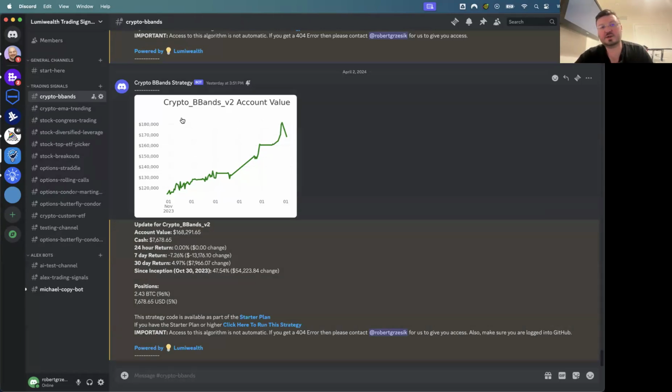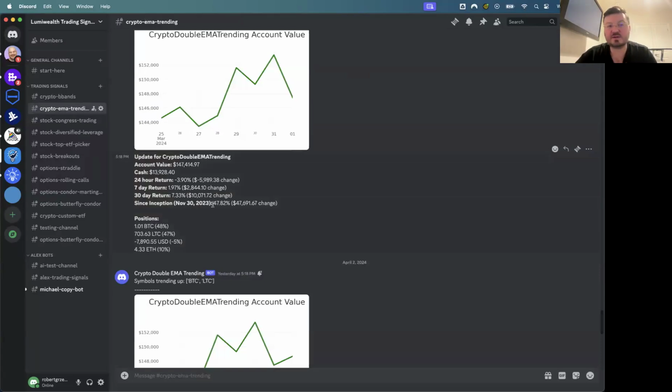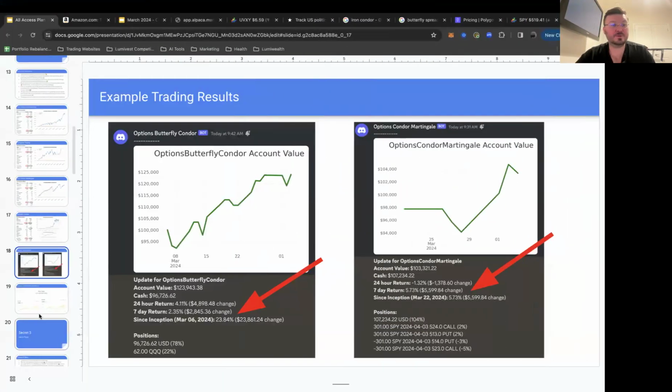Here's one, this is our B-band strategy. It's up 47% since October 30th. Here's the EMA trending strategy. This one's up 47% since November 30th. We have a lot of strategies that are making quite nice returns.